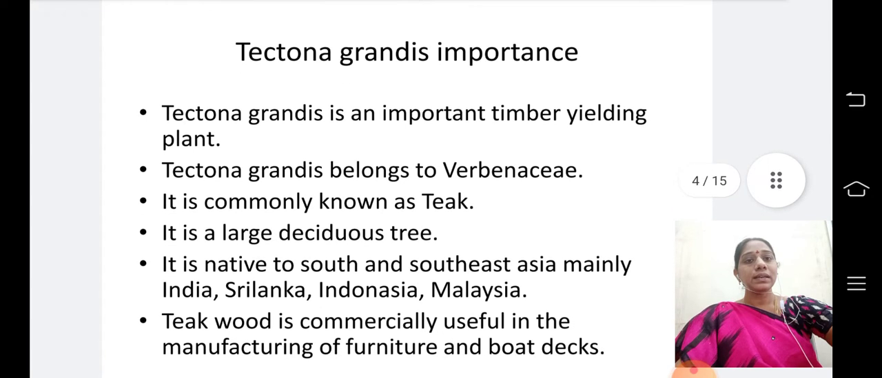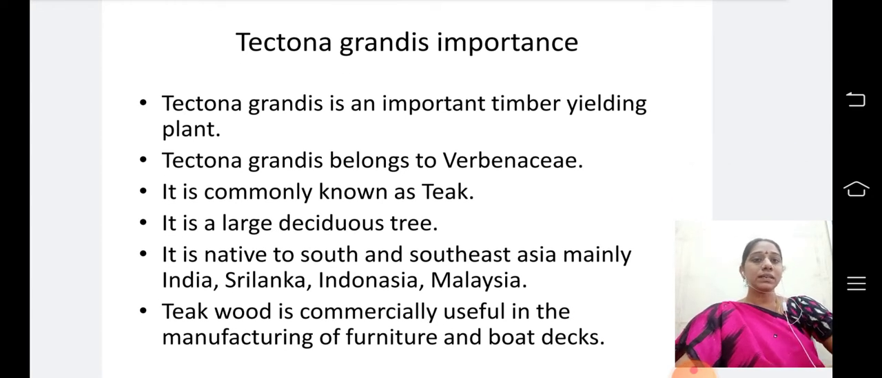Coming to the plant morphology. So we know it is a very important timber yielding plant belonging to Verbenaceae with the common name teak. It is a large deciduous tree. We can see this plant in Southeast Asia, mainly India, Sri Lanka, Indonesia, Malaysia like countries. The teak wood is commercially useful in manufacturing of furniture and boat decks.